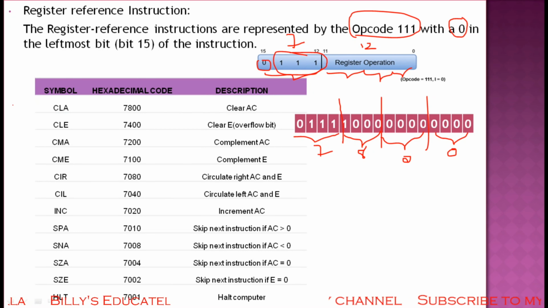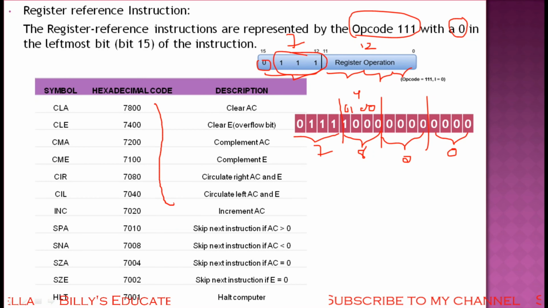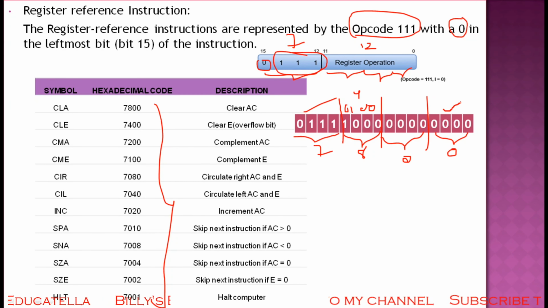So the clear AC operation will be done inside your computer when the opcode value is 111 and the addressing mode is 0, and the address location is 800. In this location the clear accumulator is located. When the value is 0 1 0 0, that is 7400, that means clear E. Similarly, you can understand these whole values by using this hexadecimal table.